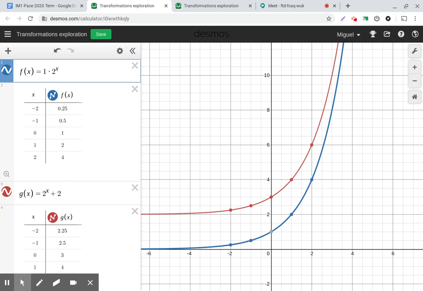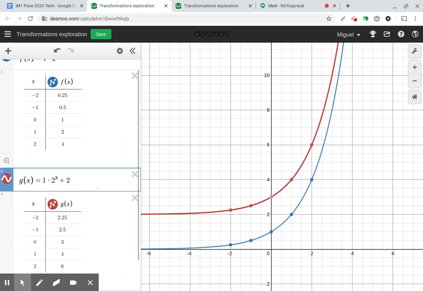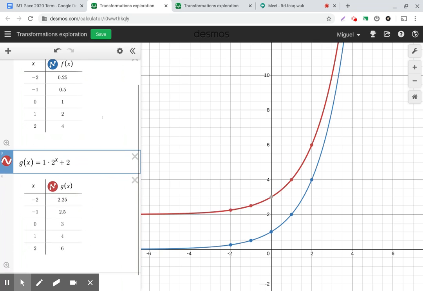Now, the function underneath, the red one, says g of x. It does the same thing that f of x does, right? Go ahead and put a 1 if you want. It does the same thing, but it adds 2. So what do you notice about the y values of the blue one and the y values of the red one? Look at the numbers. Look at all of the outputs of the blue one, and look at all the y values of the red one. What do you notice, everybody?